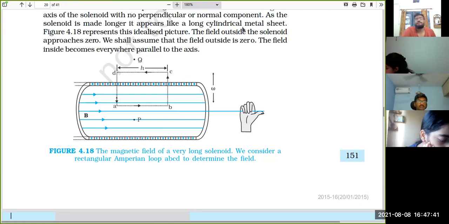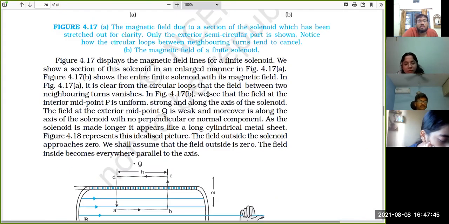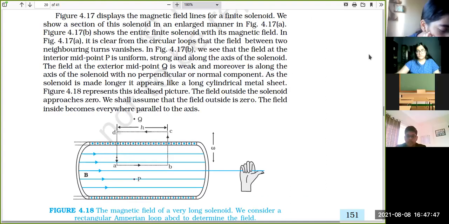Okay, see, the section here, have you understood where the magnetic field is 0 and where it is uniform? Inside the solenoid, it is uniform. Outside, just outside the solenoid, it is 0. So what we do is you make this.